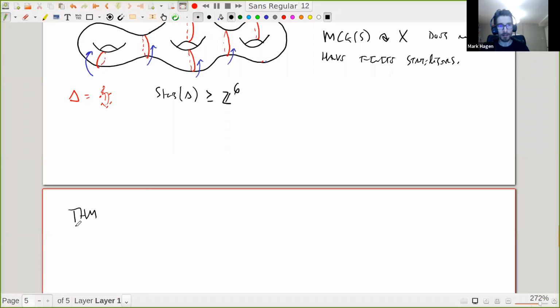So the theorem says that there exists a K, a certain power, such that for n greater than 0, the following holds.